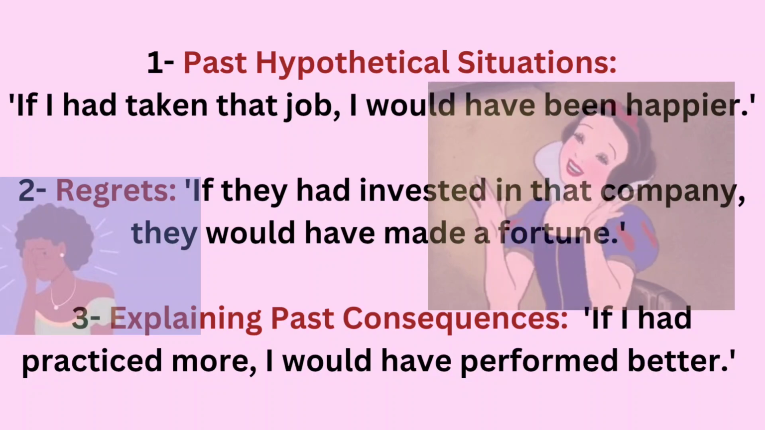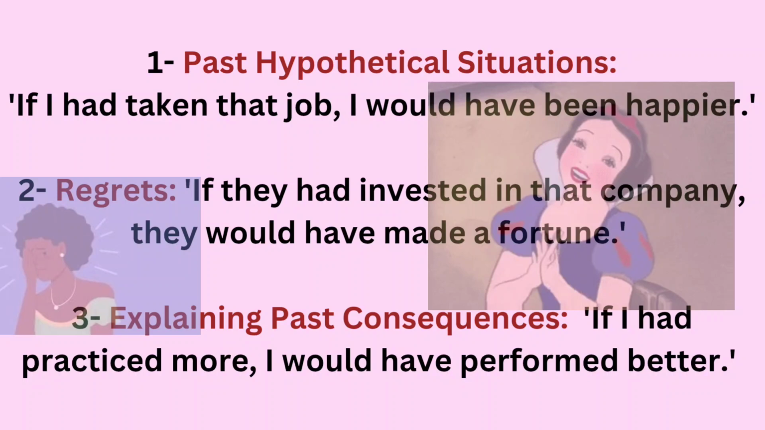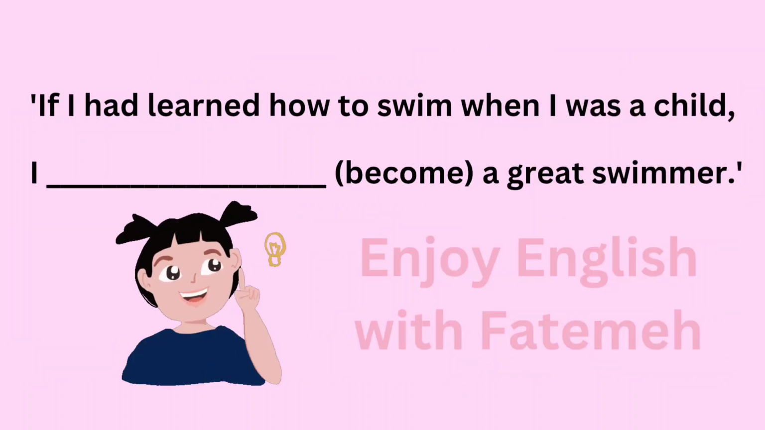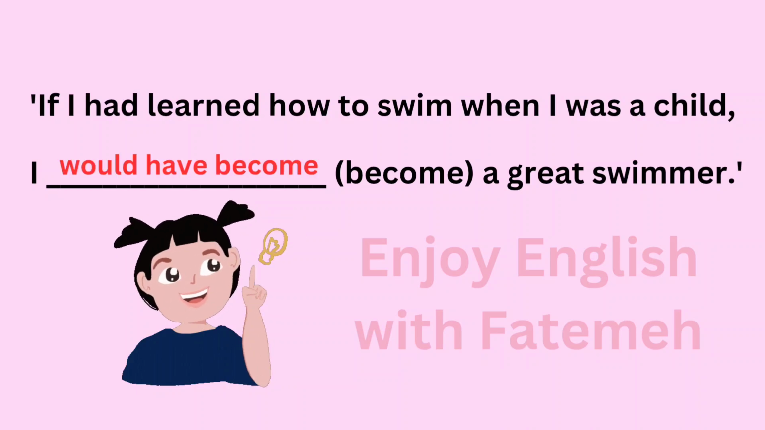And the last one, explaining past consequences, is about this conditional. For example, if I had practiced more, I would have performed better. This shows how a past hypothetical action could have led to a better result. For example, about this sentence, if I had learned how to swim when I was a child, I blank a great swimmer. What's the answer? The answer is would have become.